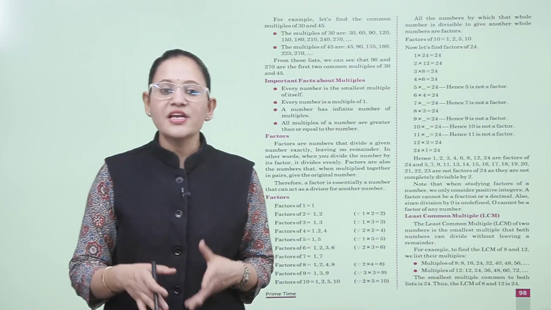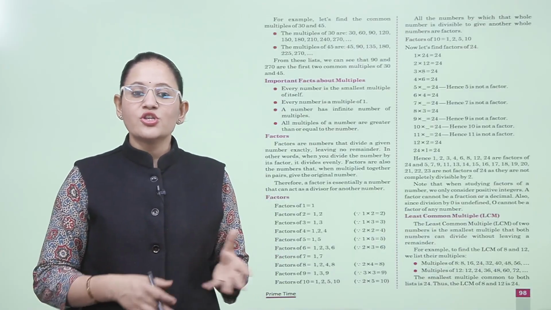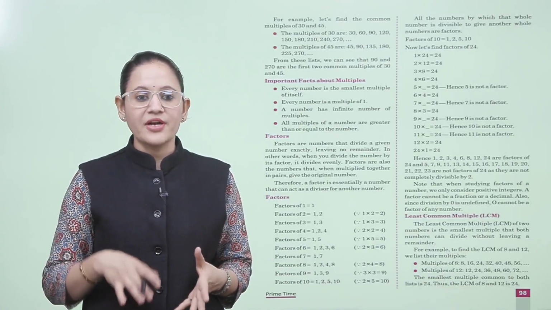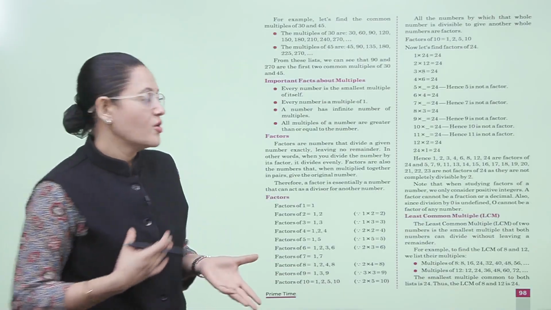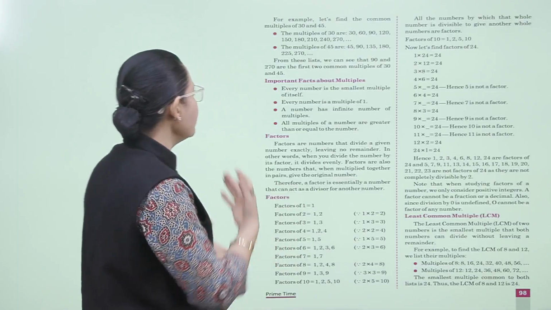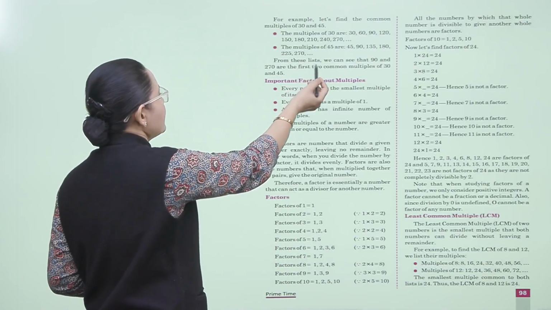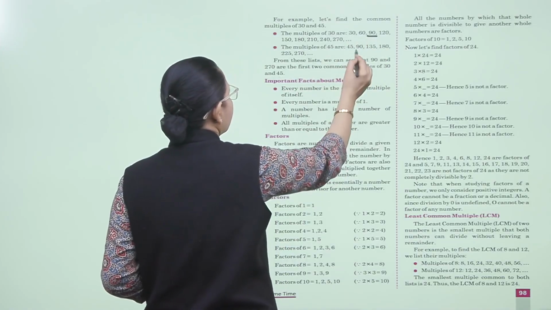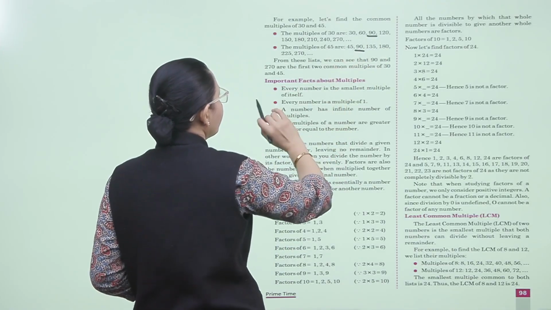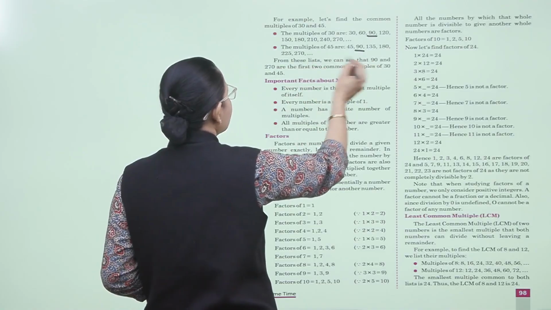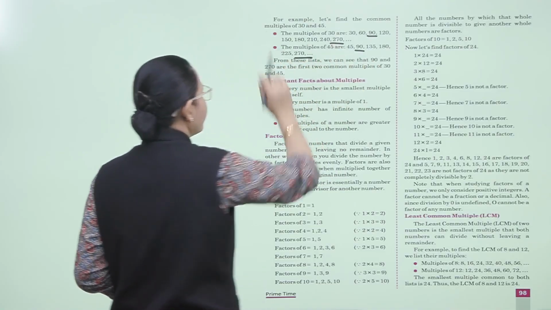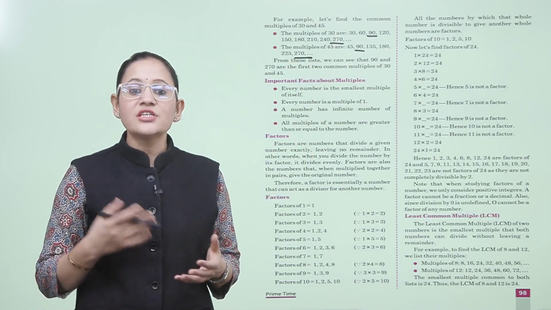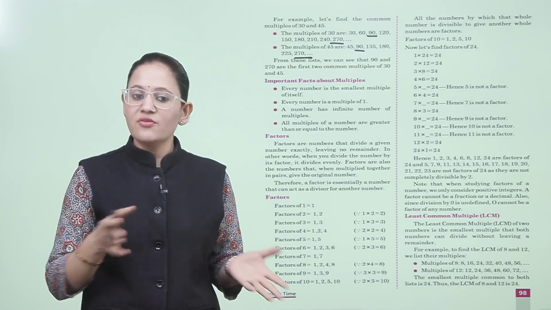For example, let's find the common multiples of 30 and 45. First we'll find the multiples of 30 and the multiples of 45. Now we'll see which multiples come in both lists. From the above list, we can see that 90 and 270 are the first two common multiples of 30 and 45.